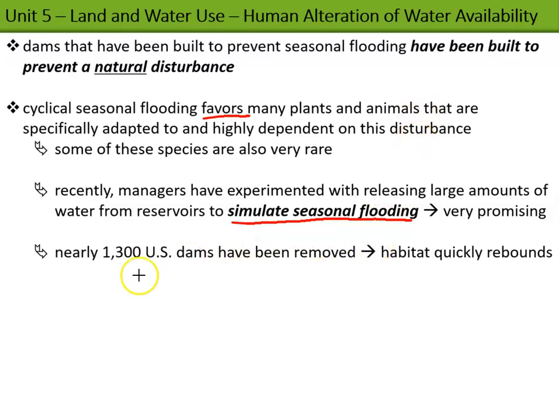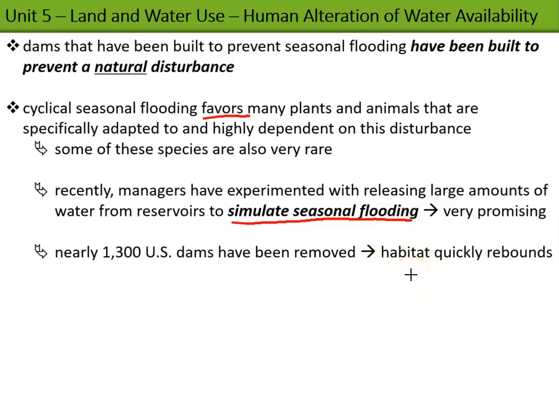In addition, nearly 1,300 U.S. dams have been removed that were primarily these dams that were built for flood prevention, but some of these are even hydroelectric dams or other dams. And it has been shown that when this happens, the habitats rebound very quickly.